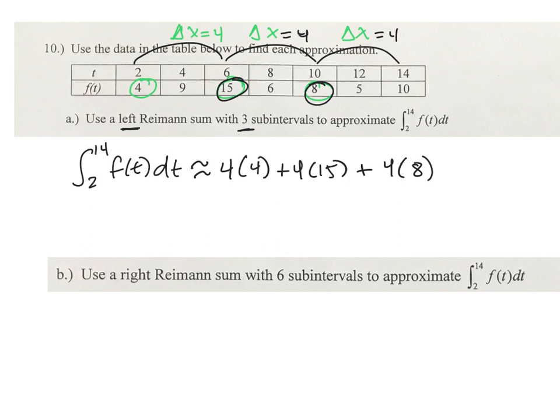And that's it. There's no need to do any more arithmetic. You can leave your answer just like that. So then in letter B, this time let's use a right Riemann sum with 6 subintervals to approximate our integral.